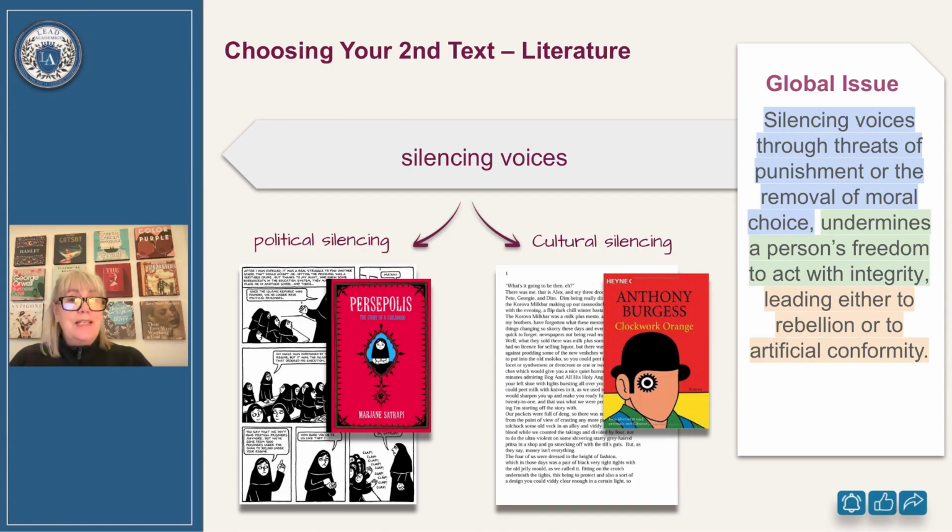Lastly, these extracts from Persepolis and A Clockwork Orange show how silencing voices through threats of punishment or the removal of moral choice undermines a person's freedom to act with integrity, leading either to rebellion or to artificial conformity.